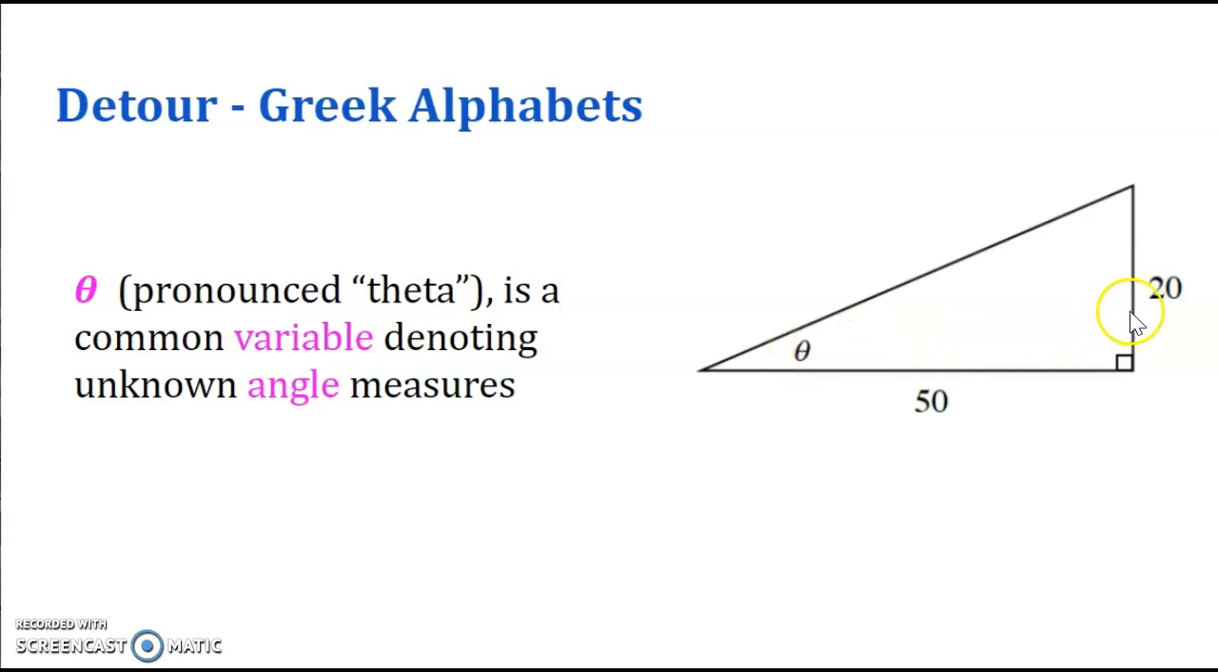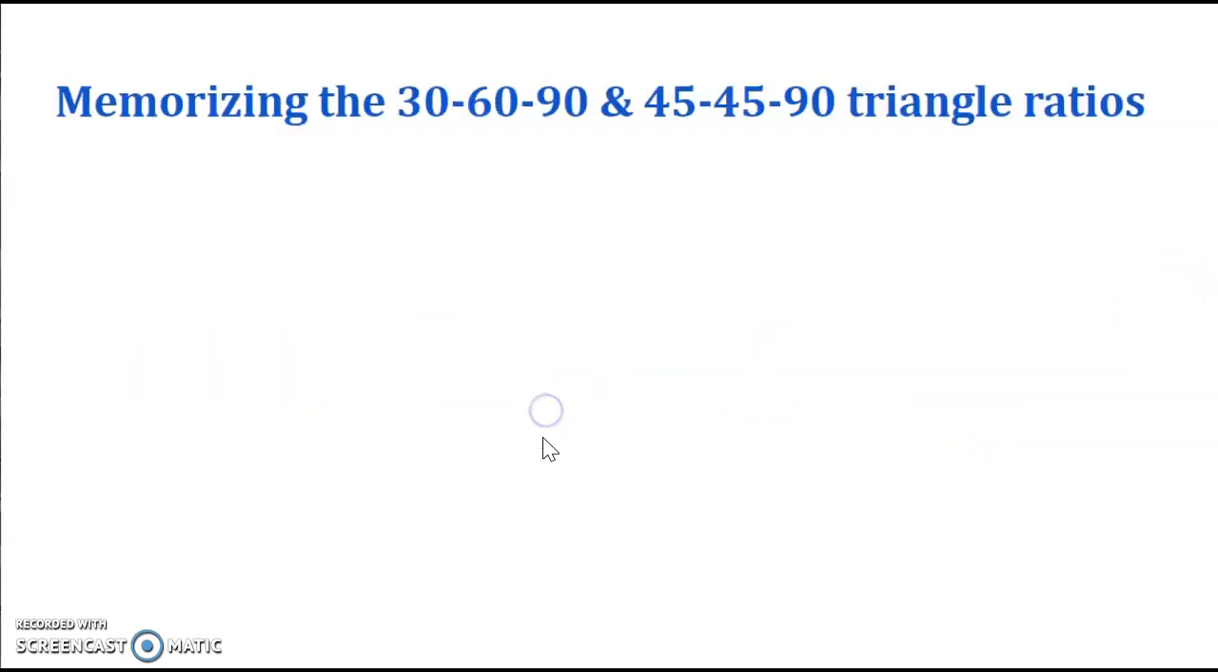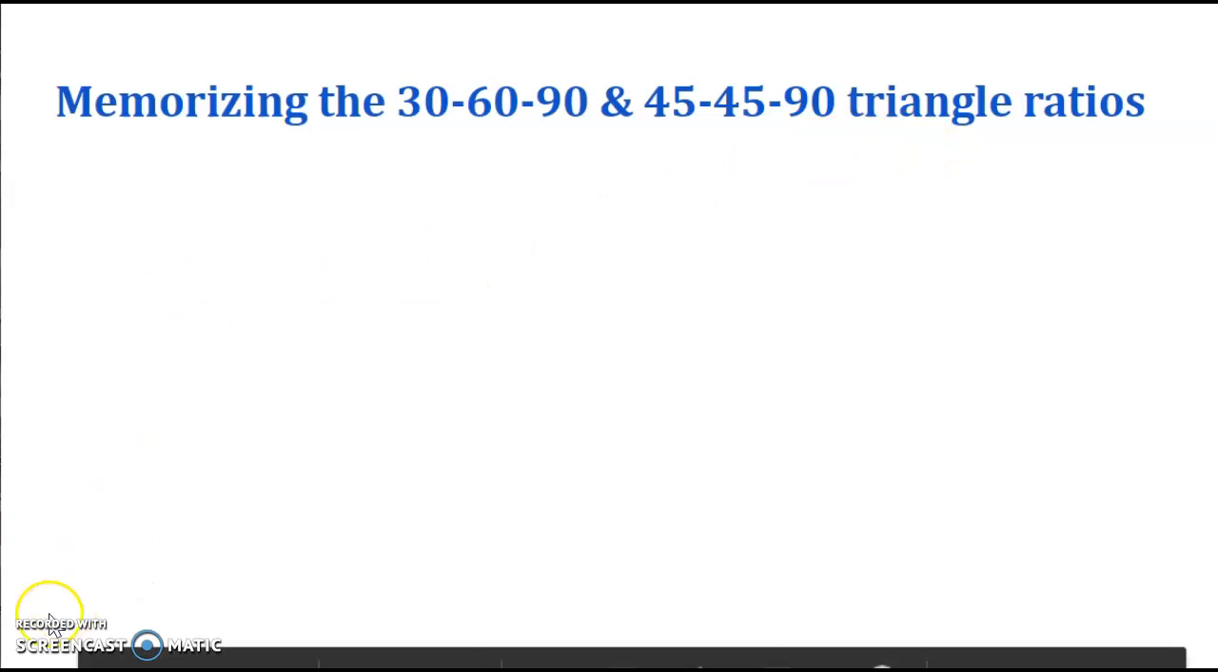Okay, so we have these side lengths 20 and 50, and we do not know the angle. That's what it means. Okay, so before we go on to anything, I want to show you how you should memorize the 30-60-90 degree and 45-45-90 degree triangle ratio.